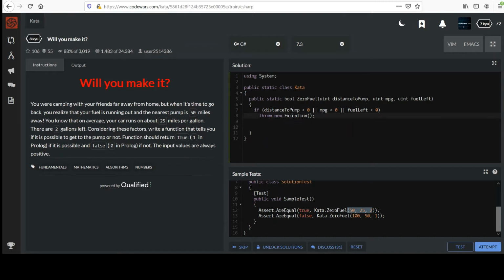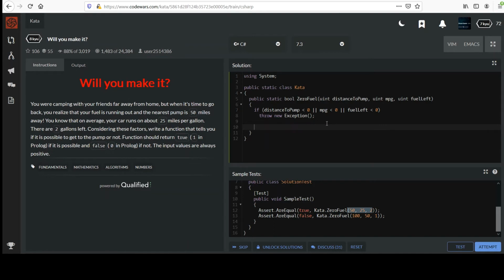By the way, I just threw a generic exception. There are all sorts of types. You can find them for bad parameters. Feel free to look up C# exceptions if you're interested in something more appropriate. Okay, so on to the problem.